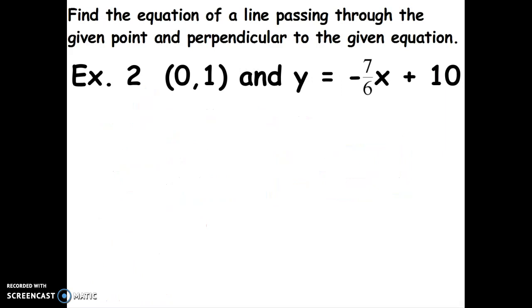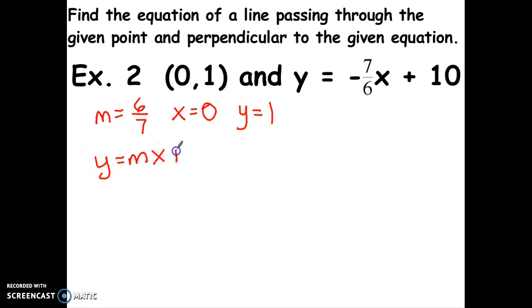All right, let's go ahead to example 2. Take a minute and write it down. Press play when you're ready to work through it. All right, so here's our original slope, negative 7 over 6. So the opposite reciprocal of negative 7 over 6 would be 6 over 7. Opposite sign, flip the fraction. Our x equals 0 and our y equals 1.